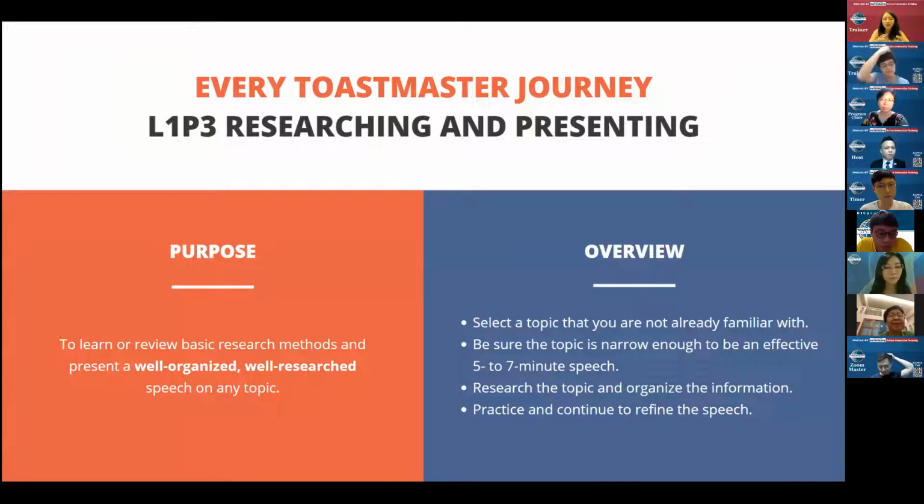So in this project, if you haven't done it before, you can read the purpose and overview right here. And if you've done this before a long time ago, here is a recap for you. So basically, this project requires you to give a well-organized and well-researched speech on any topic. And this topic has to be something that you are not so familiar with already. And you have to condense everything into a 5 to 7 minute speech. You have to be effective. So how do we transform a new knowledge, a new concept into a 5 to 7 minute effective speech? That is when paraphrasing can do its magic.